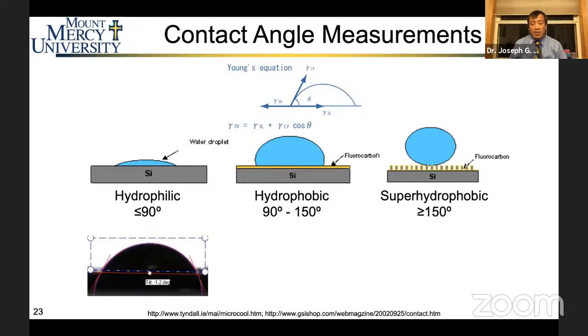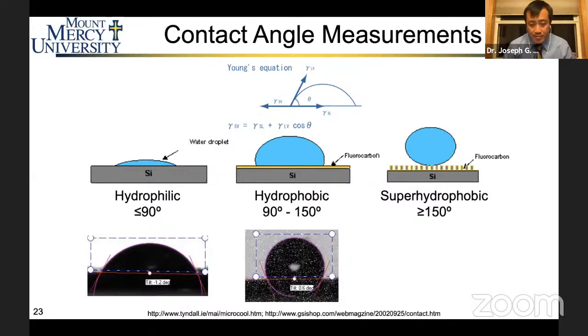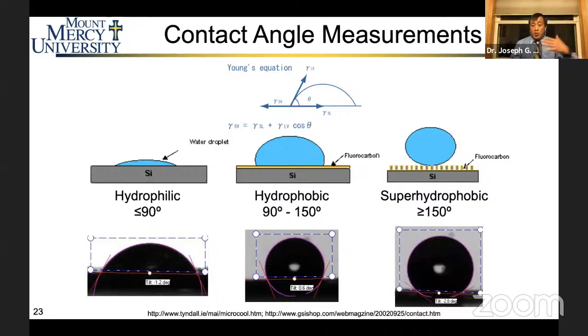Anything less than 90 degrees, we would say that material or surface is hydrophilic. But if it has some hydrophobic properties, when you add the droplet, it's going to bead up a little bit more. And notice how this angle widens out right here. Any angle between 90 degrees and 150 degrees is going to give you something that is hydrophobic. And then we can go even further into the superhydrophobic mode, which is very important in the electronics industry. You can see how much wider that angle is. And these are example measurements that I have done on these materials.